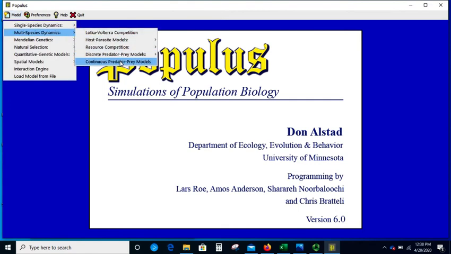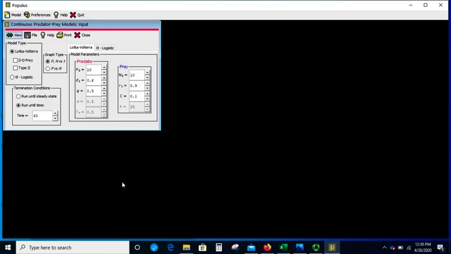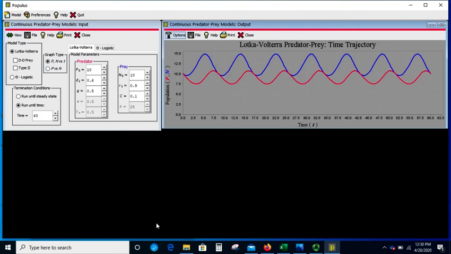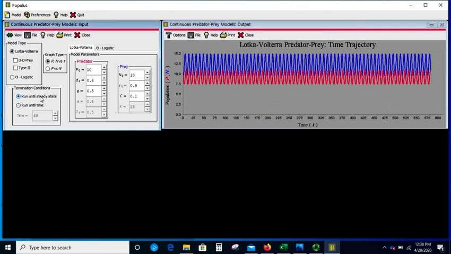So this time we're going to continuous predator-prey models. And first we're just going to run it under the defaults. We're going to run until a steady state, so again until we hit some type of equilibrium.